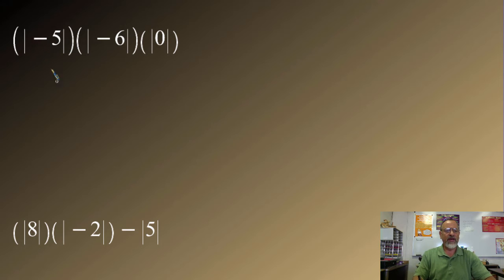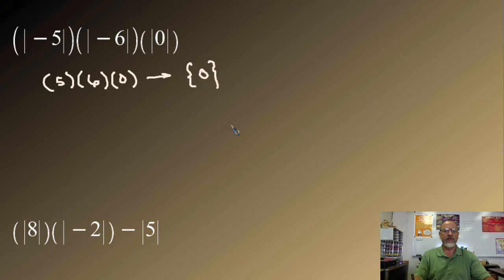So the absolute value of -5 is 5. It's 5 away from 0. The absolute value of -6 is 6. It's 6 away from 0. And the absolute value of 0 is 0 because it's 0 away from 0. So I remove the grouping symbol, the absolute value symbol, so now I can do my multiplication. 6 times 5 is 30, times 0 is 0, so the answer to this would be 0.